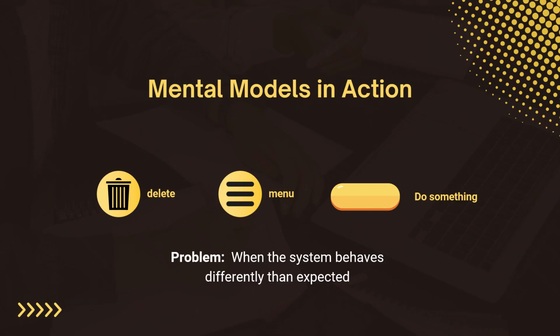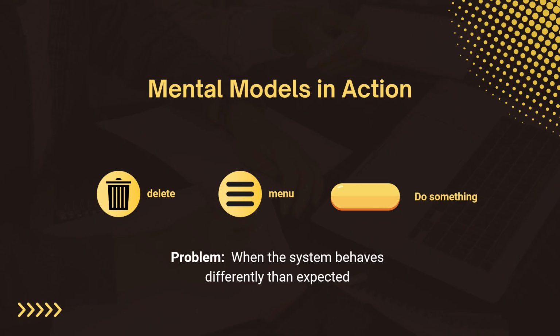Now let's talk about some of these mental models in action. For example, you see an icon. It looks like a trash can. So what do you assume? You assume that it deletes something, right? If you see these three horizontal lines, you assume that's a menu, okay? If you click something that looks like a button, then you expect something to happen. That's your mental model at work.